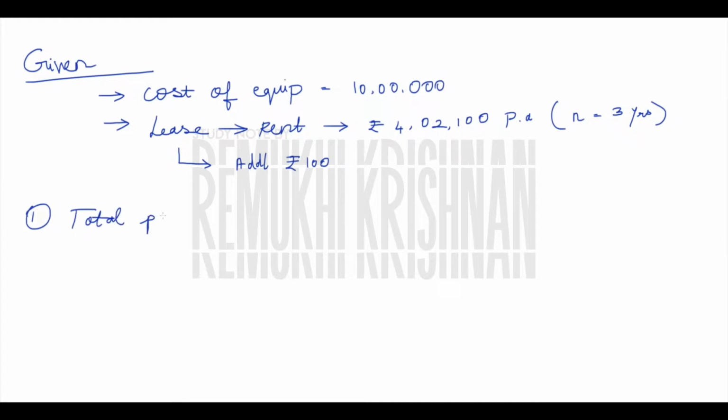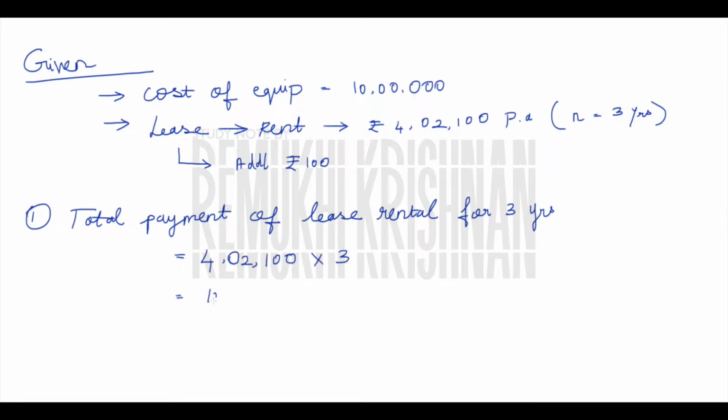So first we have to know what is the total payment, that is the total lease rent. How we will calculate it is the lease rent per annum into the total number of lease period, which comes to be rupees 12 lakh 6,300. But if you see, what is the total cost of the equipment? The total cost of the equipment is rupees 10 lakh. There is an extra addition of rupees 2 lakh 6,300 you are paying to the lessor.